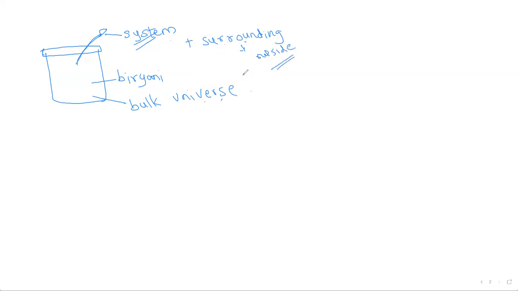So we have studied three different terms which are very helpful in this particular chapter, and we are going to use them. As I said just now, system is of very much importance in this chapter. We are going to focus on the system. For us, system is the most important thing.